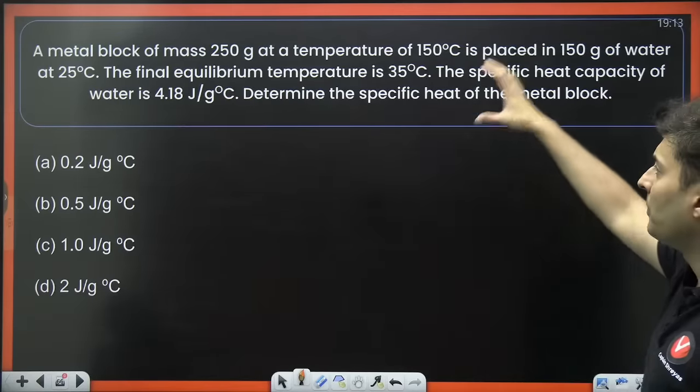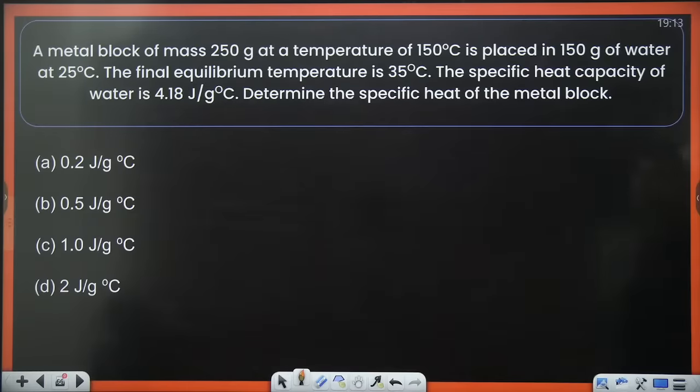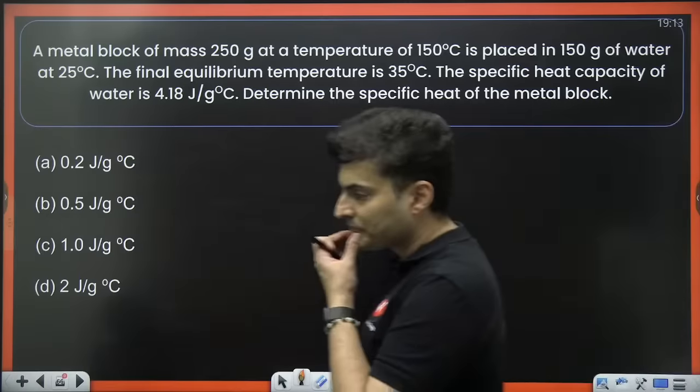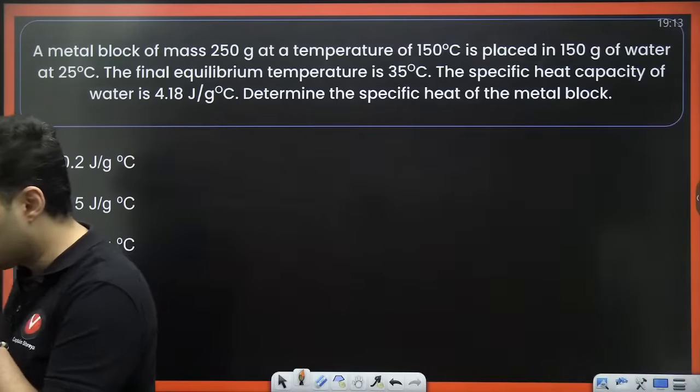There is a metal block of some mass, at some temperature, in this much water at 25. Final temperature is this much. Heat capacity of water is this much. Determine the specific heat capacity of the metal block. Okay, let's try to solve this.